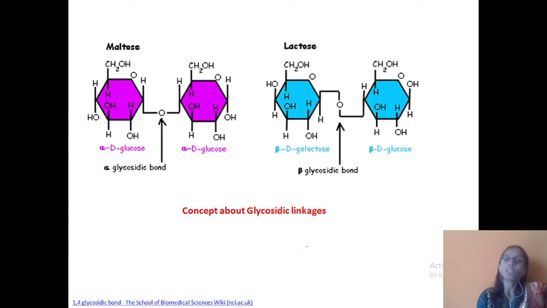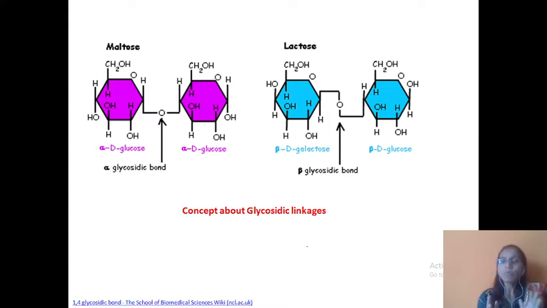Now when you observe the structure of glycogen, glycogen is made up of a number of monomers, or monosaccharides, which are joined with each other by glycosidic linkages. Now glycogen is the polysaccharide.